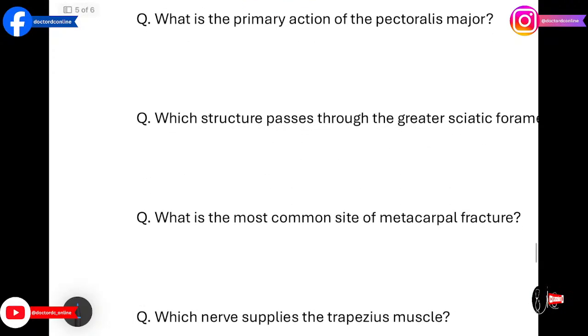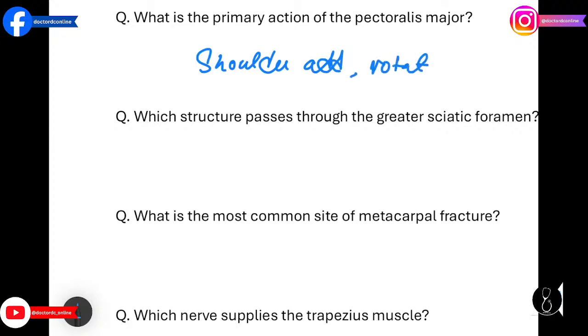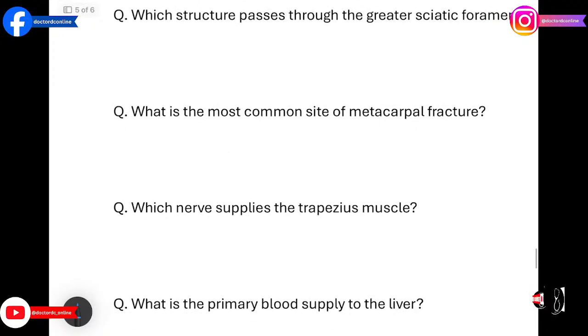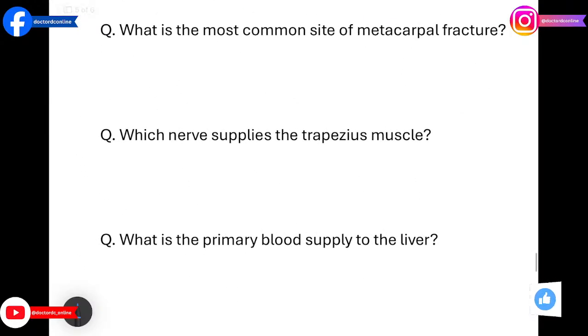The next question is what is the primary action of the pectoralis major? And the answer is shoulder adduction and medial rotation. It pulls the arm toward the body and rotates it inward. The next question is what structure passes through the greater sciatic foramen? And the answer is the sciatic nerve. It exits the pelvis to supply the lower limb, along with gluteal vessels.